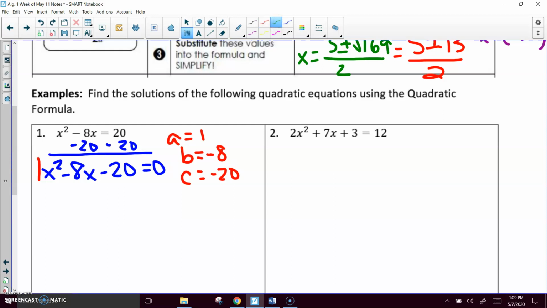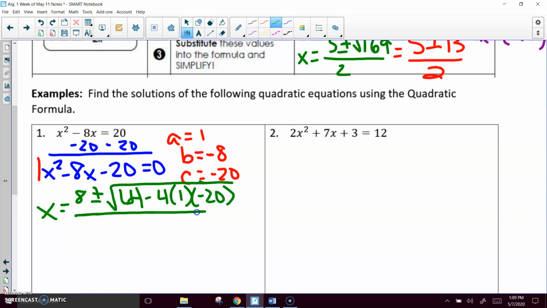All right, get ready to sing the song and let's plug it in. X equals negative b. All right, again, my b is negative, so this becomes positive 8, plus or minus the square root of b squared. Okay, negative 8 squared is 64, minus 4ac, all over 2a.